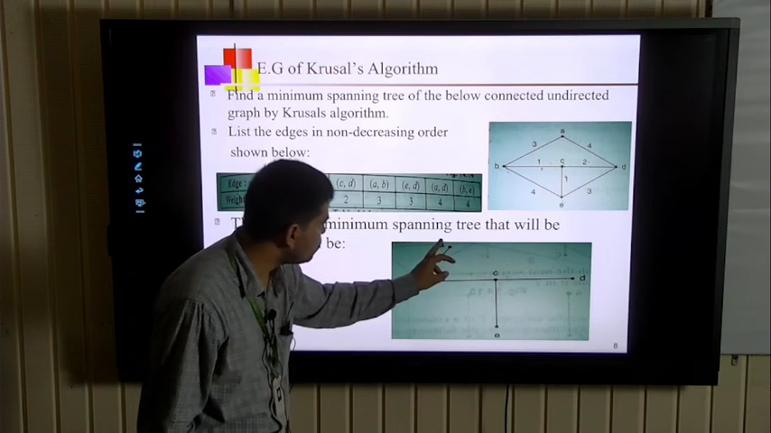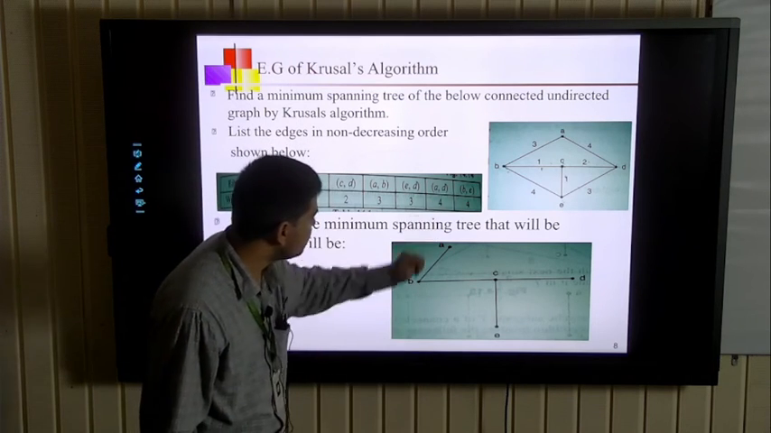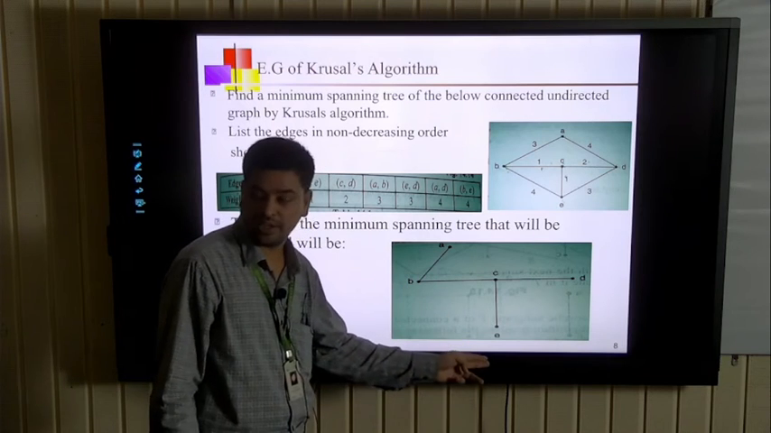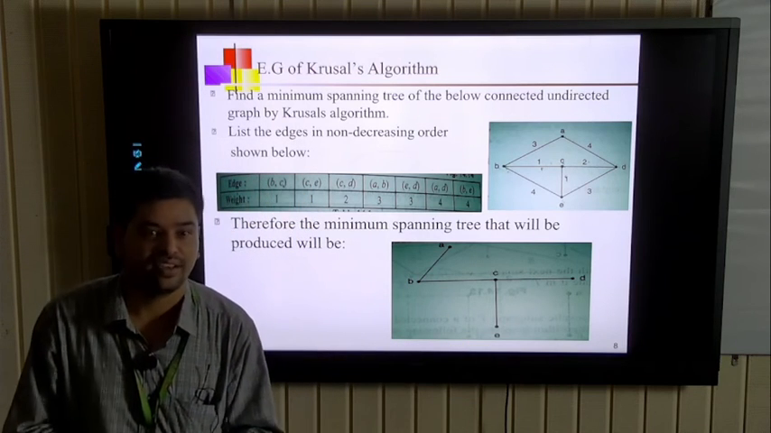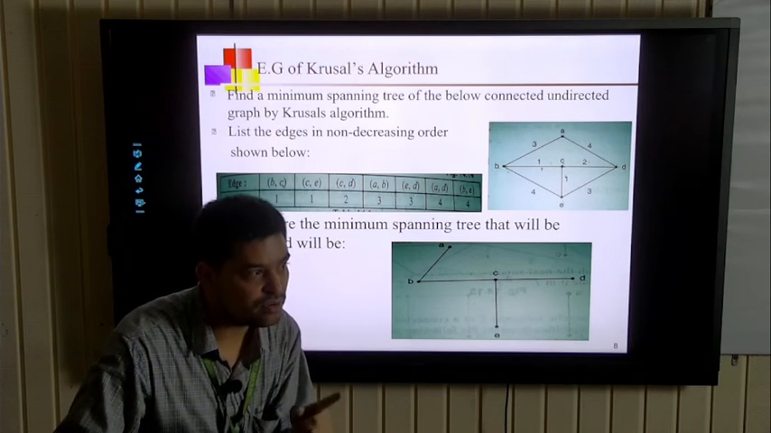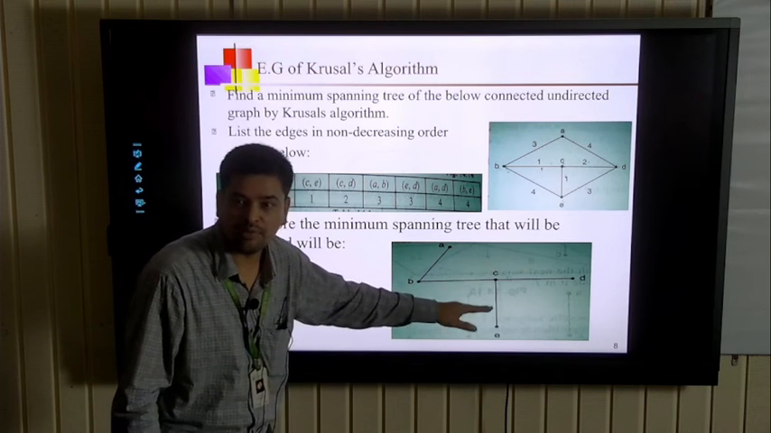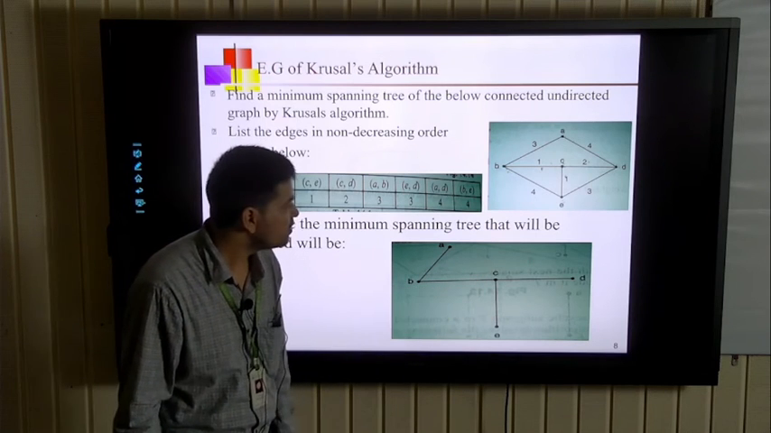If you connect A to D, then it creates a cycle. So remove this edge. Then B to E: if you connect B to E, it means another cycle is created. So if an edge creates a cycle, we remove these edges. So this is the minimum spanning tree through the Kruskal method.